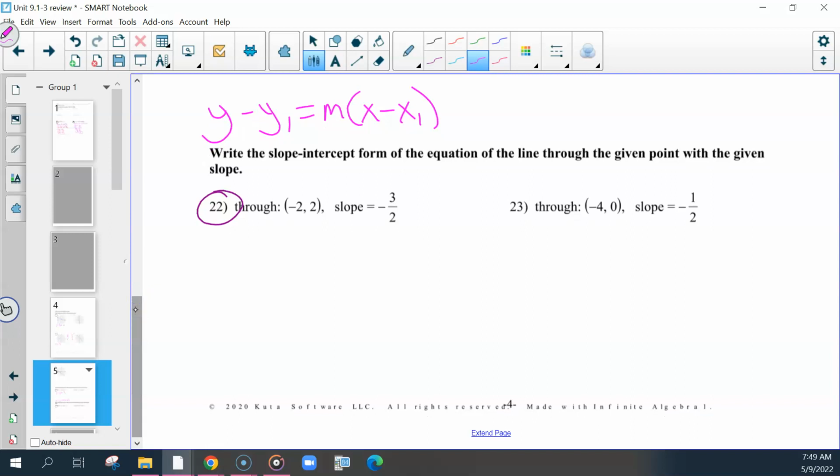So if you're given a point and a slope, you're going to use your point slope formula and put all of those things in. So we have y minus, our y1 is 2, our m is negative 3/2, times x minus our x1, which is negative 2. What would we do first? Make this plus 2, yes. And you could do that from the start.